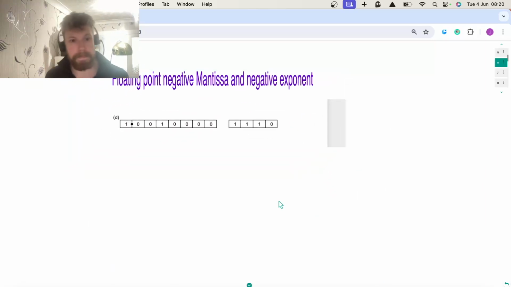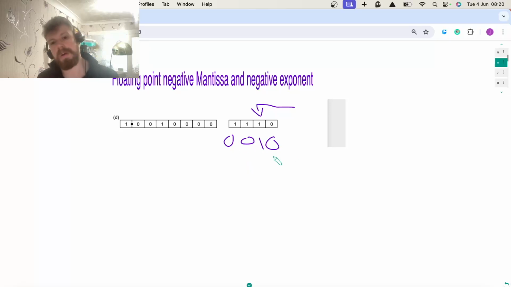Okay. Final one is negative negative. So negative negative is where you've got a negative mantissa and a negative exponent. What this one is where you have to 2's complement both of them. So we're going to go to here, 0 1. Everything at it and before it stays the same. Everything after it is flipped. So here is going to be 0 and 0, and then that's going to give us negative 2.